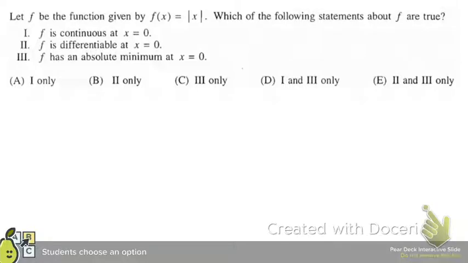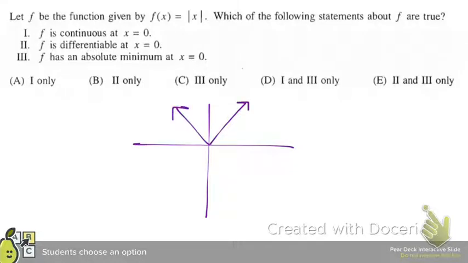The next question says, let f be the function given by f of x equals the absolute value of x. This is a non-calculator question, but you should have a general idea of what the absolute value of x looks like. It is an absolute value function, so it looks like that. It says, which of the following statements about f are true? f is continuous at x equals 0. Yes, that is a true statement. It is continuous because I can draw the entire thing without ever lifting my pencil off the paper. So yes, 1 is true.